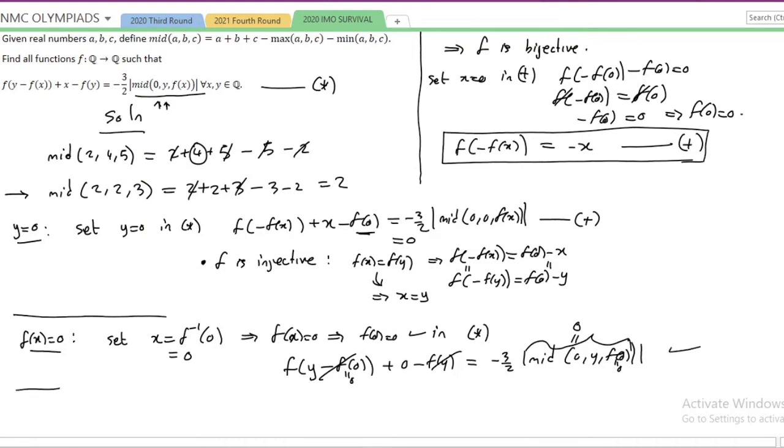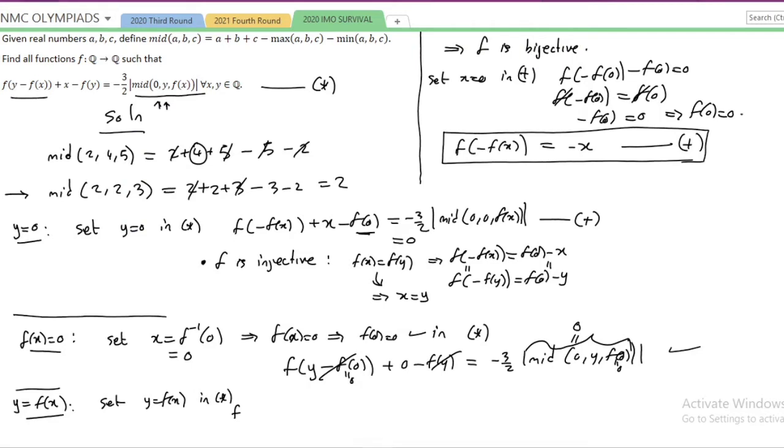Alright, so look at the last possibility, which is when y equals f of x. So in this case you can just start with f of x and set y equal to f of x. Okay, so if you do that, in the first portion, so this is in star, the portion here, we just get 0 in there, so f of 0, that's the 0.